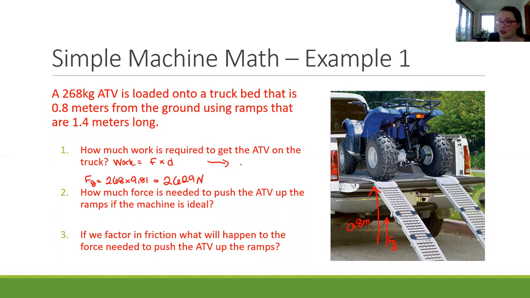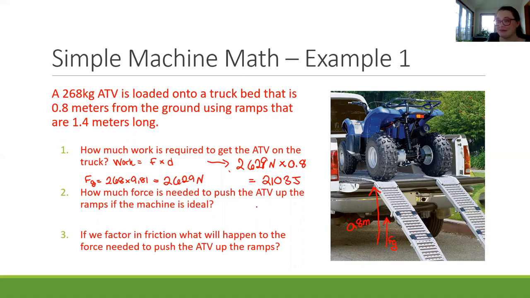Gravity pulls straight down, so we need to look at the vertical height that we're moving, not the ramp length. So let's figure it out. I need to use 2,629 newtons of force to lift this ATV times 0.8 meters, the distance up I need to move it. The amount of work that you would do is 2,103 joules. That's how much work would be required. 2 kilojoules. You could do 2 kilojoules of work.